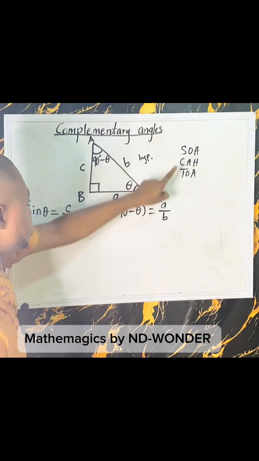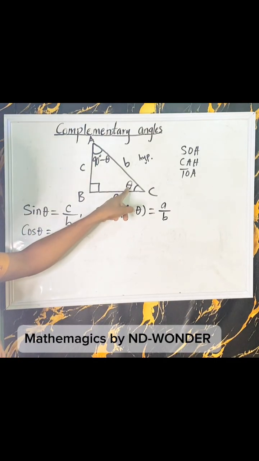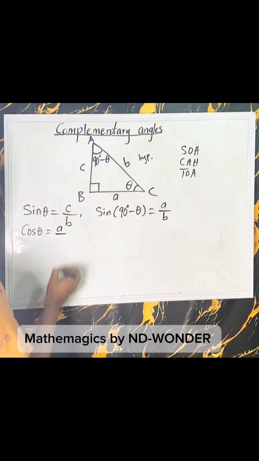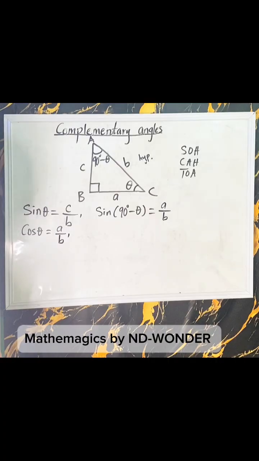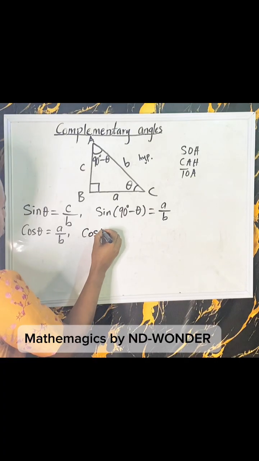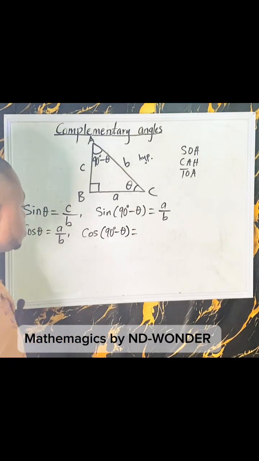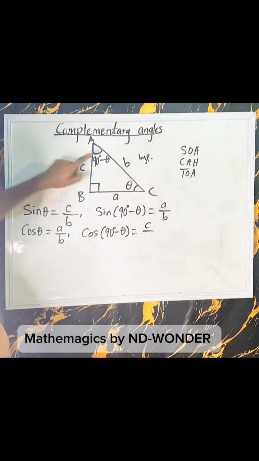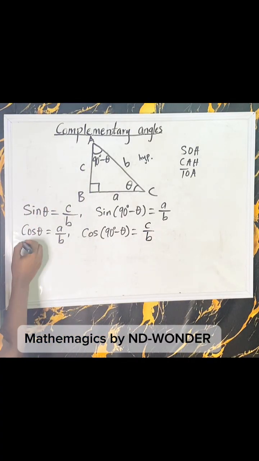Then what about cos? Cos theta of this will have the adjacent. And what is the adjacent to this? It is a. We have a over b, since the hypotenuse remains b. Then let us get the cosine aspect of this angle. So cos 90 degrees minus theta will be equal to, what is the adjacent of this? The adjacent is c. The hypotenuse remains b. Then we move into tan.